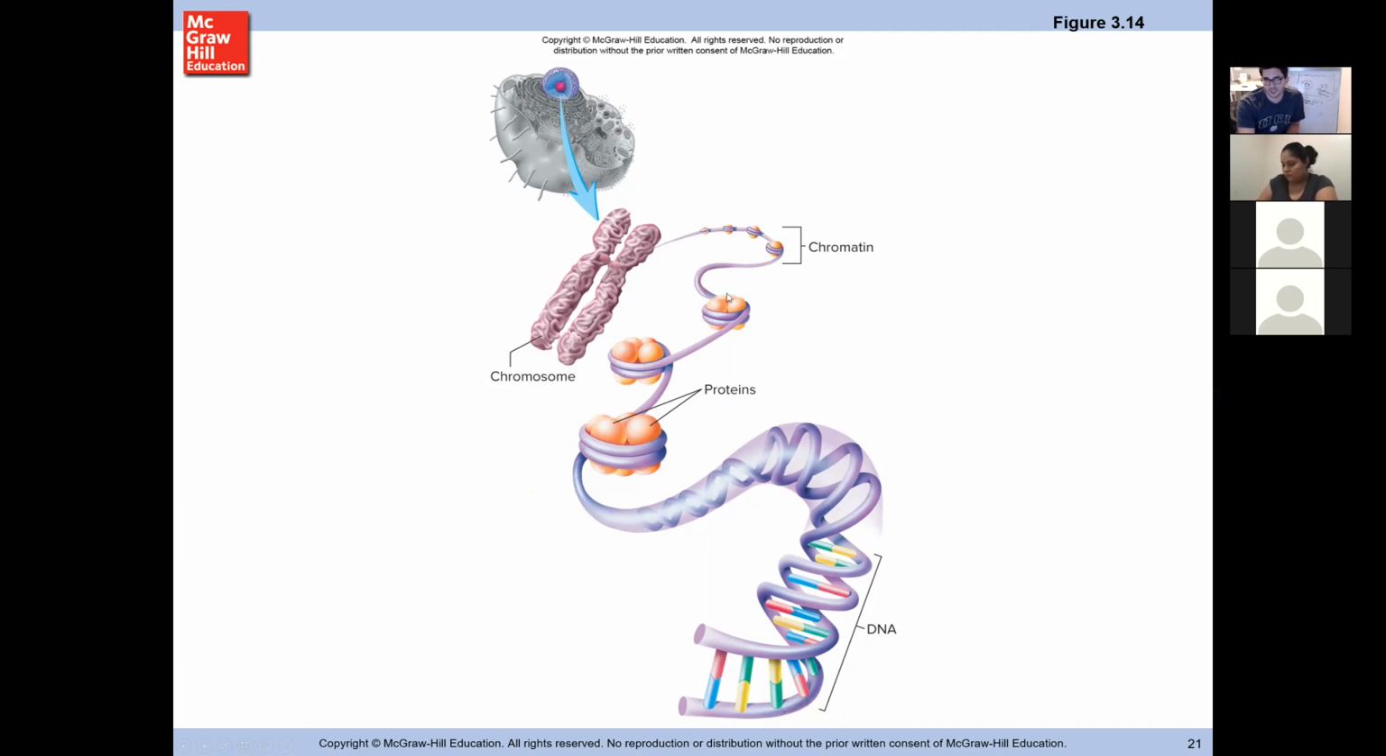And once it starts condensing, that's when we call it chromatin, because it actually is dense enough that we can associate a color with it. So that's where the word chroma comes from.